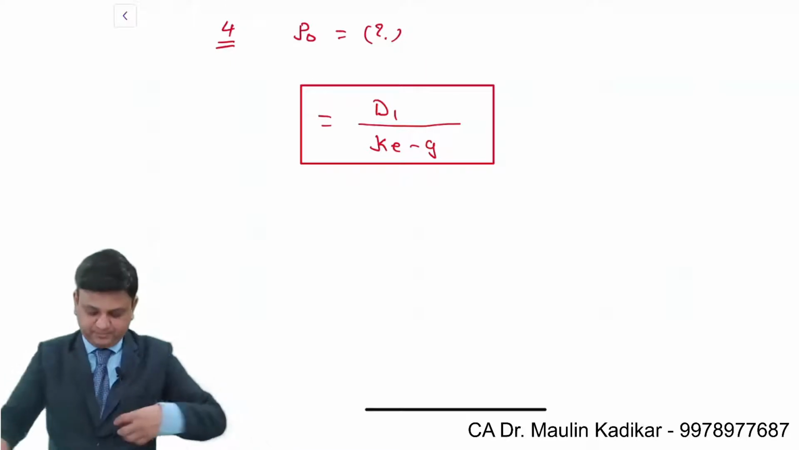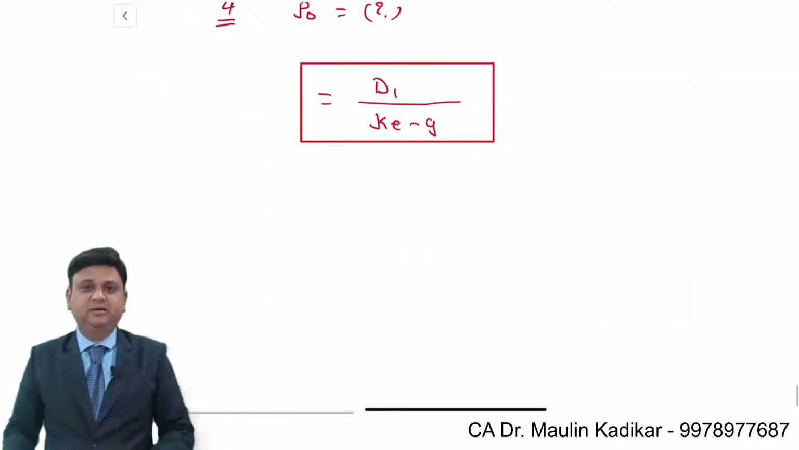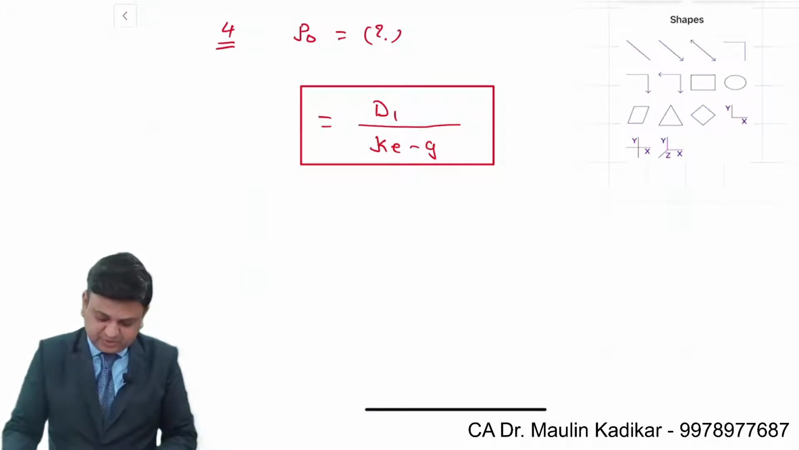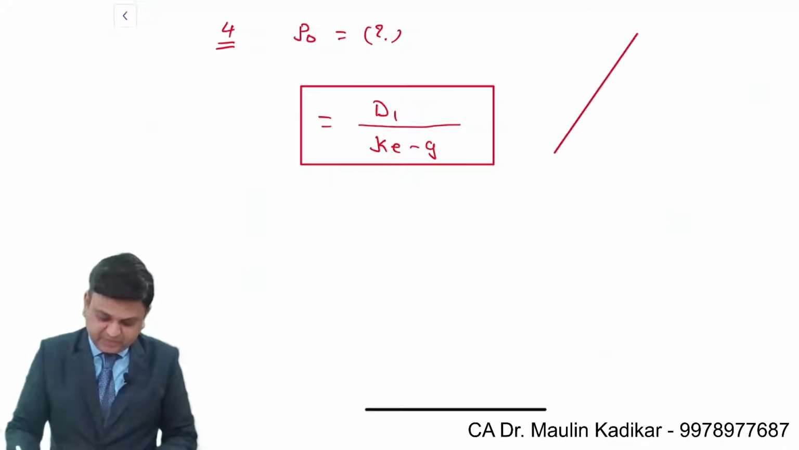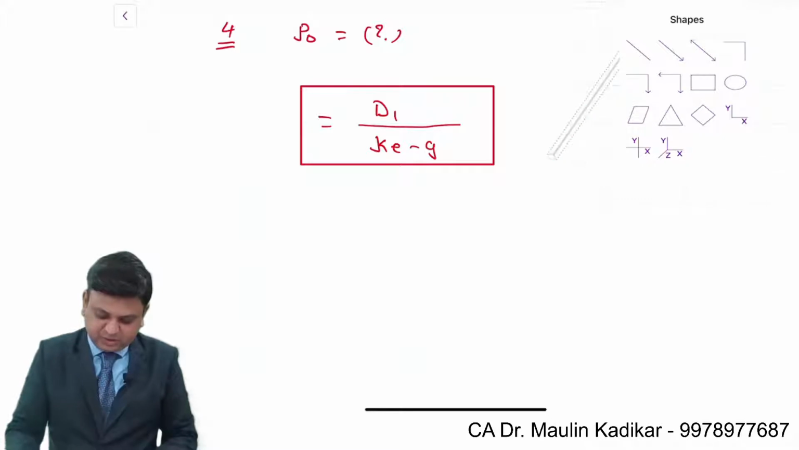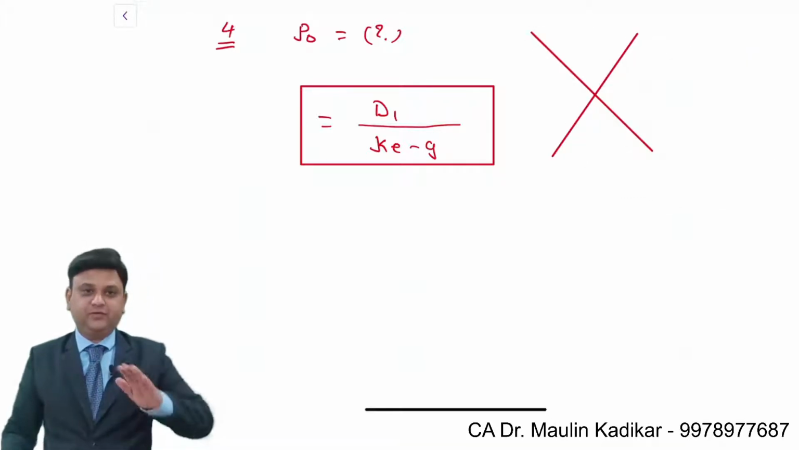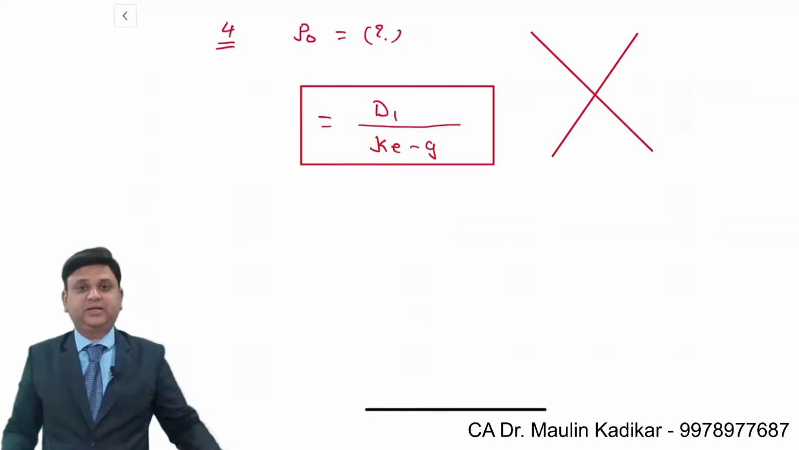Correct answer. We understand that we cannot apply this formula for the purpose of calculation of the P0. Why? Because from end of year 1 onwards for perpetuity, the growth rate is not constant. The formula is correct, but we cannot apply it.